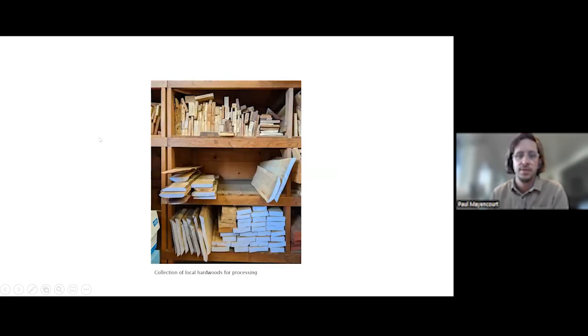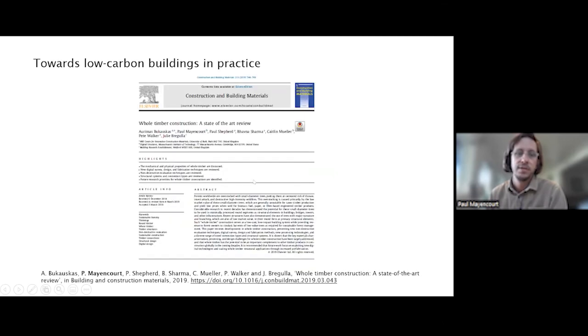And part of the work we've been doing too is collecting and building a library of local hardwoods for processing into small beams and testing them to get knowledge on the structural behavior. Here you can see a picture of the early stage of the collection, where we have some blue gum eucalyptus that was collected on campus, and then some black oak and madrone, and then we've extended to different oaks that we have worked with mills throughout California to harvest and dry for processing.